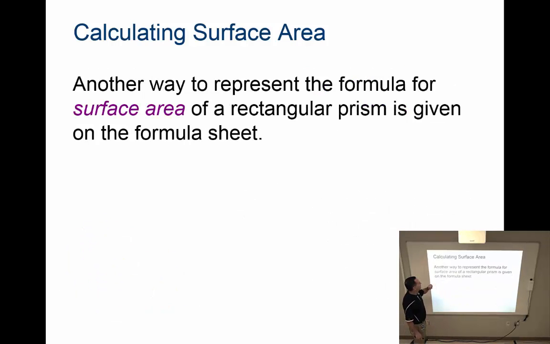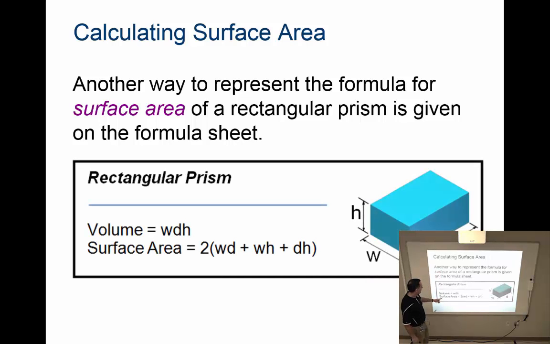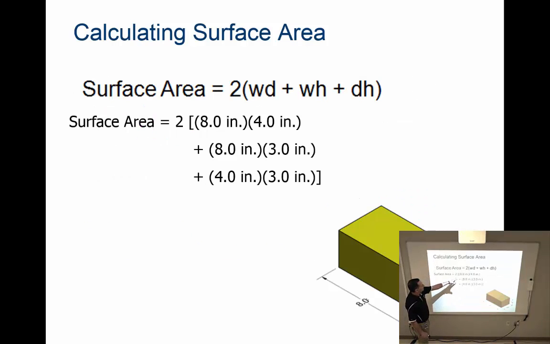Another way to do that would be to look at the formula on the formula sheet that we use. The surface area for a rectangular prism is 2 times my width times depth plus my width times height plus my depth times height. Make sure that you're doing what's in the parentheses first before you multiply by 2. I can use the same example and plug those numbers in, and I get 136 inches squared for the surface area of this object.